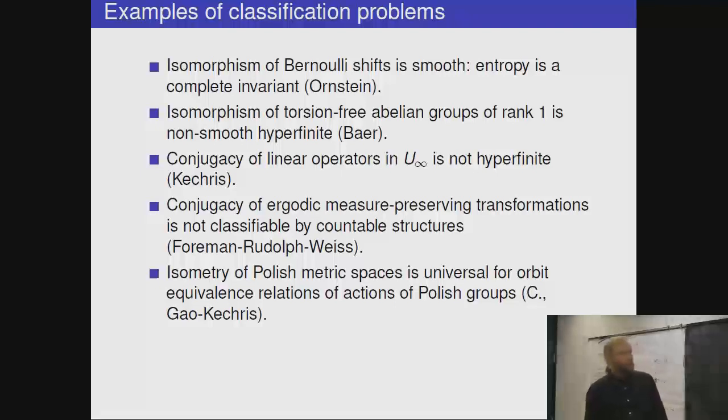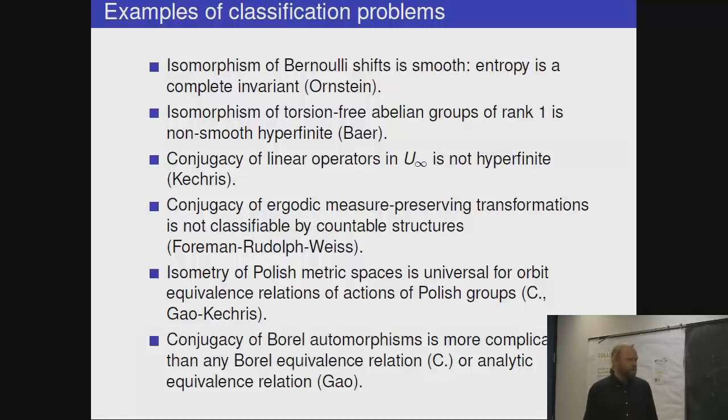Look at Polish metric spaces. So we actually care about the metric, the space, and look at them up to isometry. This is actually as complicated as any orbit equivalence relation can get. There's a maximal, and there are other examples of this as well, but it's saying there is a maximal element among all of the orbit equivalence relations of Polish groups, and this is an example of this.